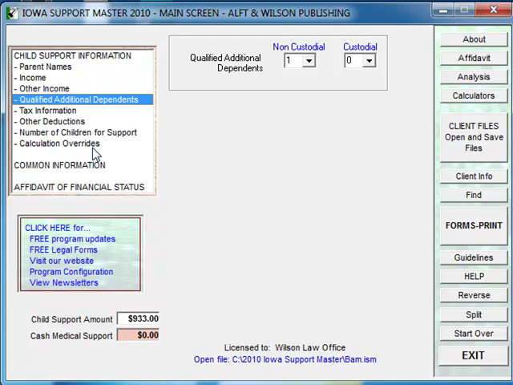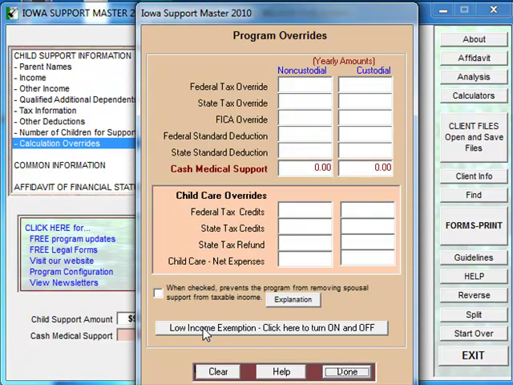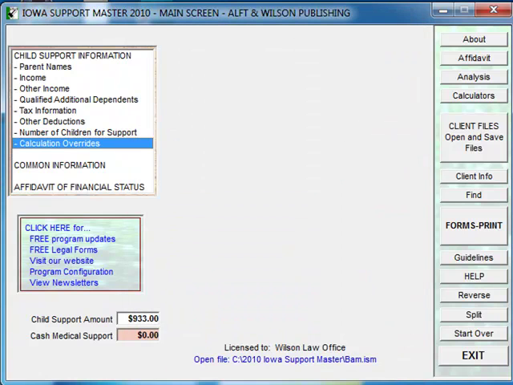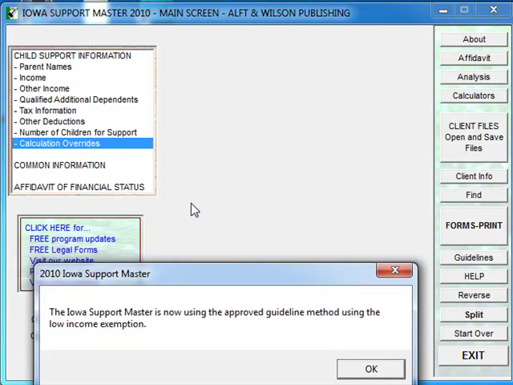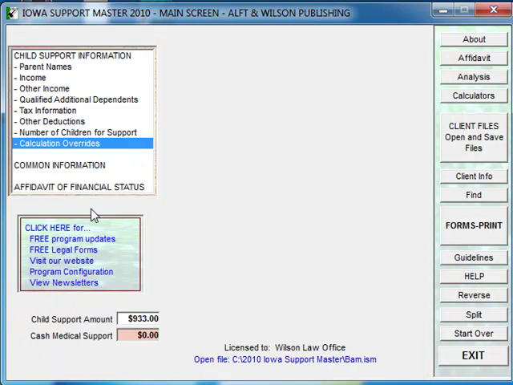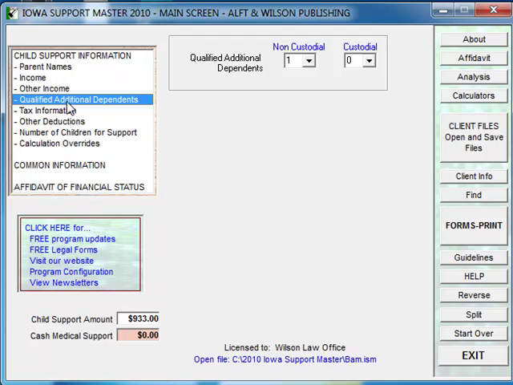This is an example where you may want to take a look at the low income exemption feature in the program, and do an override of the calculations. Let's turn off the low income exemption, and you'll see that the child support should actually be $670. We'll turn it back on, $933. Then this is where you would do your wage output series and attempt to seek a variance from the court by allowing Joe to have the qualified additional dependent where it actually wouldn't punish him.